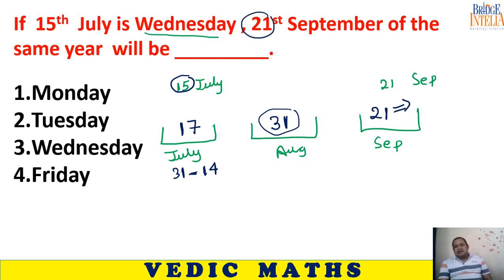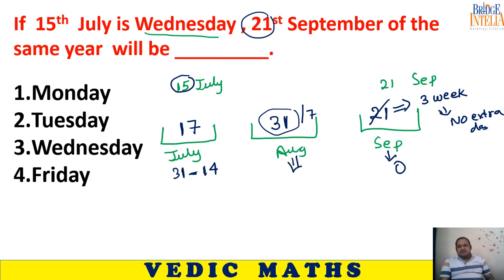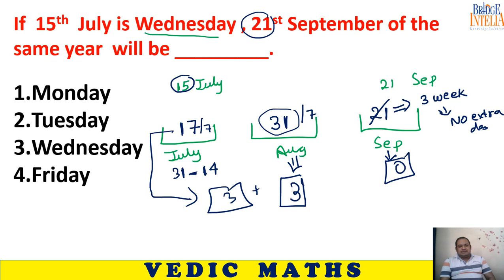Now 21 is a multiple of 7. So this means 3 complete weeks. So this has got no extra days. So you can immediately remove this. You will get 0 extra days from here. So 31, if you divide 31 by 7, how many extra days do you get? 3 extra days. So from here 0, from here 3. Divide 17 by 7. So how much? You get 3 extra days from here. So 3 plus 3 plus 0, so 6 extra days.